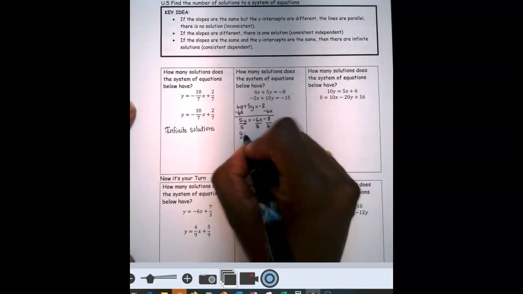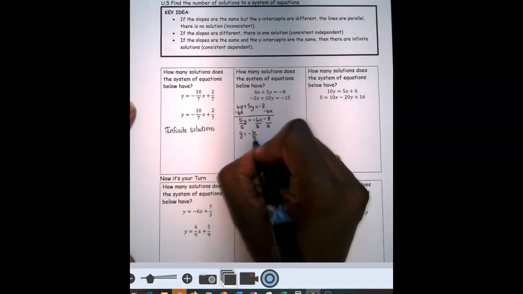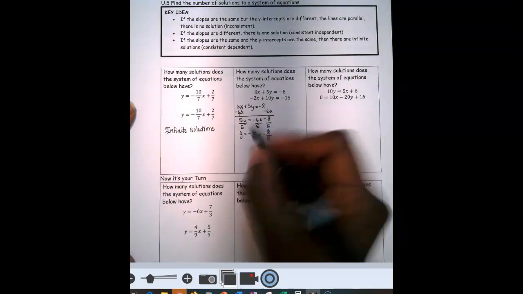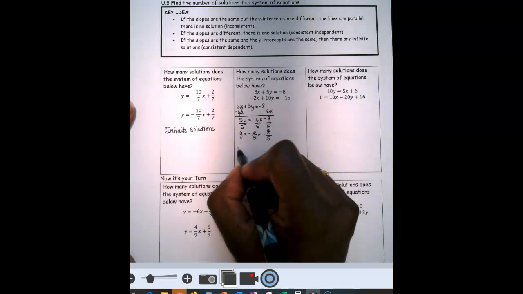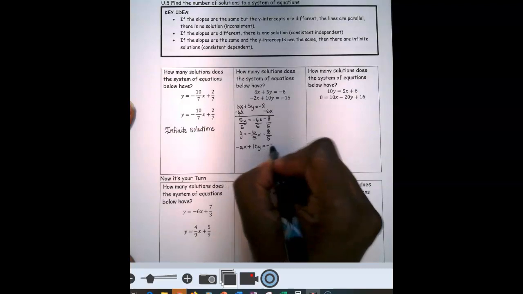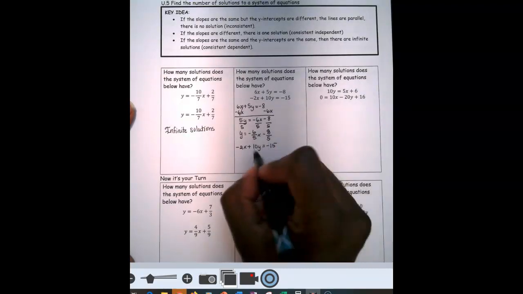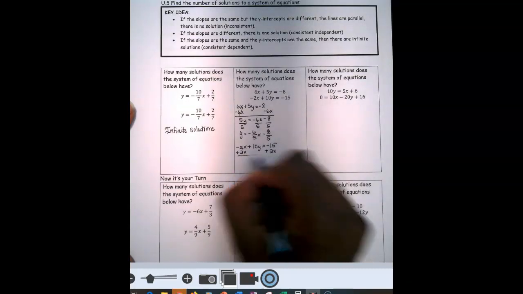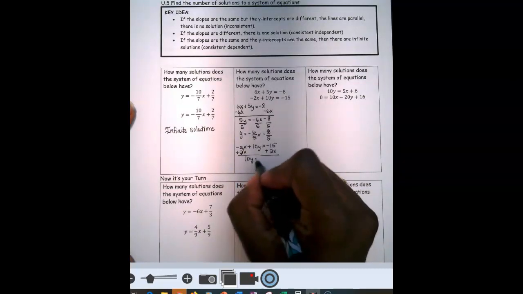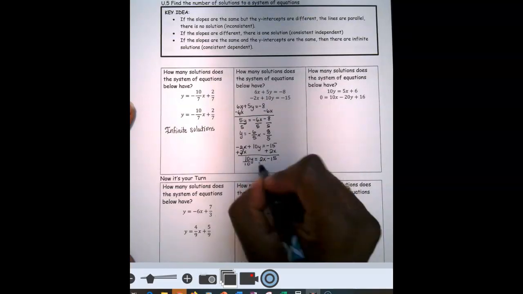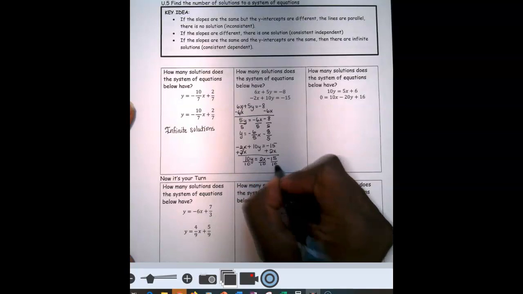So we've got y is equal to -6/5 x minus 8/5. And now we're going to do the same thing for the second equation. We've got -2x plus 10y is equal to -15. We're going to add 2x to both sides of the equation. And we've got 10y is equal to 2x minus 15. Divide by 10, divide by 10, divide by 10.